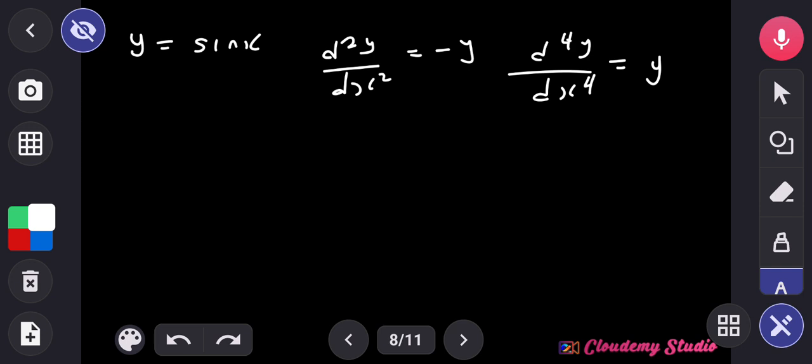Now it should be noted that this higher derivative concept, or this knowledge of differentiation, is applicable in physics as well. Remember that velocity is the change in displacement over change in time.